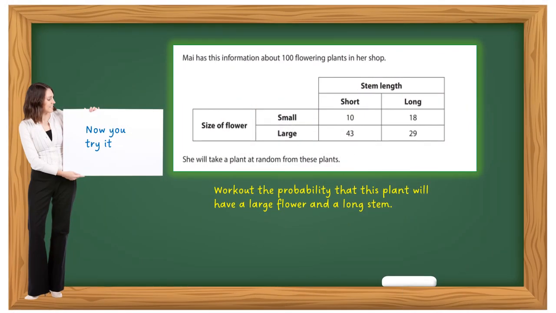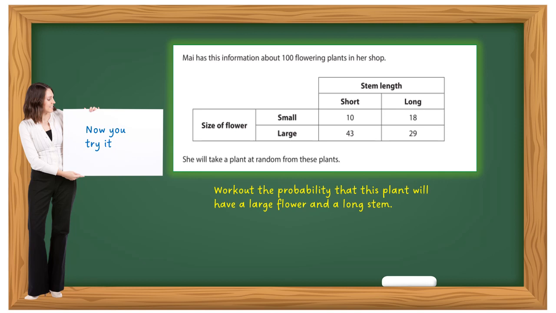Okay, now let's have a go. Have a look at that question there. Mai has this information about 100 flowering plants in a shop, and you can see the table before you. So work out the probability that this plant will have a large flower and a long stem. So pause the video, have a go, and see how you got on.